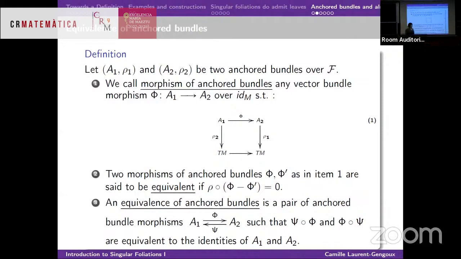Well, then you say that two such morphisms are equivalent if they coincide after you apply the tangent map on the arrival space. And if you accept that as the equivalence of morphisms, well, what does equivalence of anchored bundles mean? So I have my two anchored bundles, A1, A2. I have a morphism this way, I have a morphism this way. And if I compose them, I want this to be not the identity, but equivalent to the identity. Same thing if I compose them this way. Okay, so there is a natural notion of equivalence of anchored bundles.